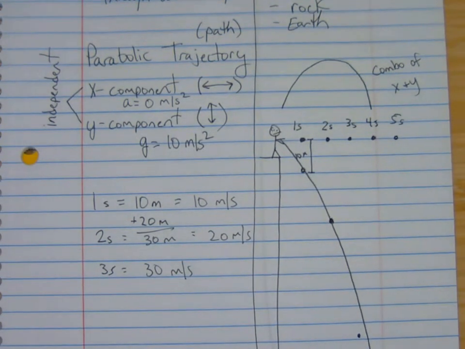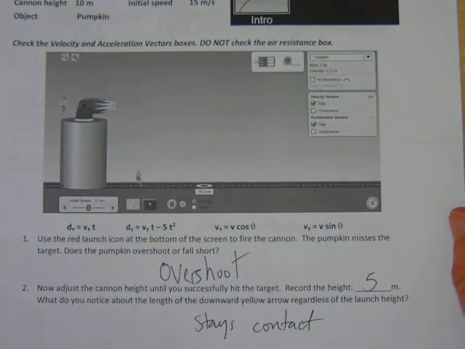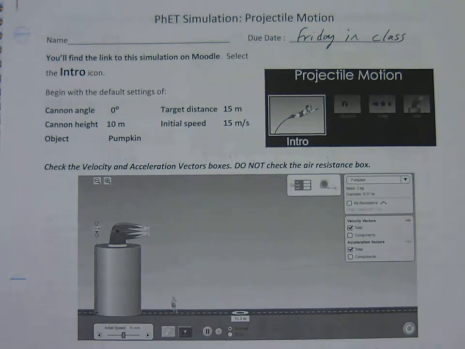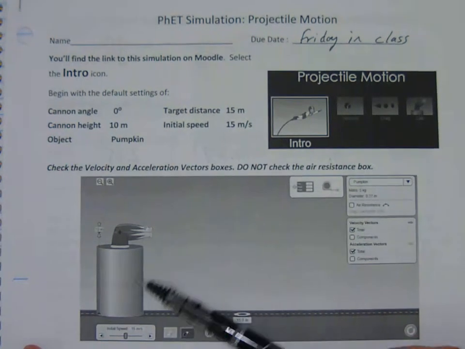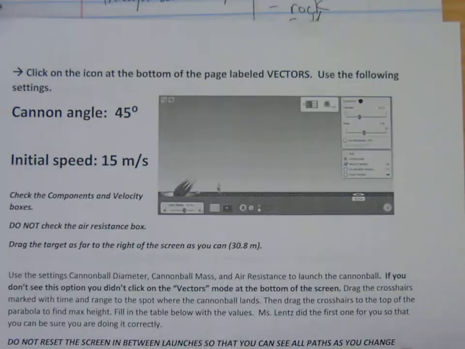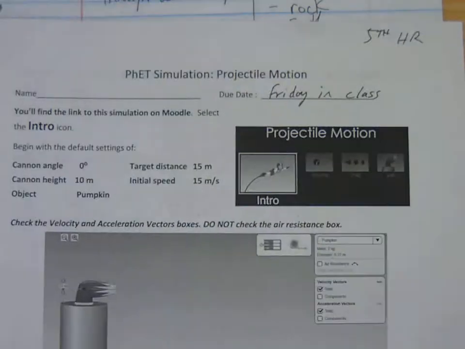Now, depending on why you're watching these and what days you've missed, that sort of thing, we go through this. There's a simulation, and you get to it off of Moodle. It would be in this unit, the space science unit on Moodle, and you'll see a cannon. It might be a good idea to load this up and see what happens when we have air drag on, what happens to the shape of the path, that sort of thing.